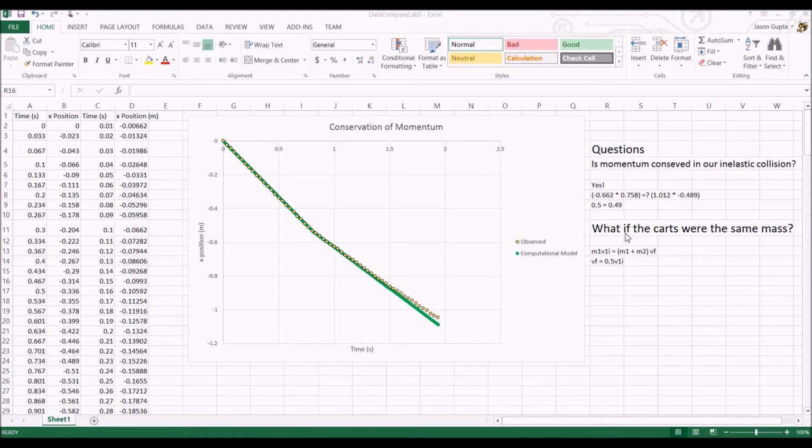In conclusion, in this inelastic collision, momentum is conserved and the final velocity is about 3/4 the value of the blue cart's initial velocity. The computational model also does a good job of predicting the motion of our two-cart system.